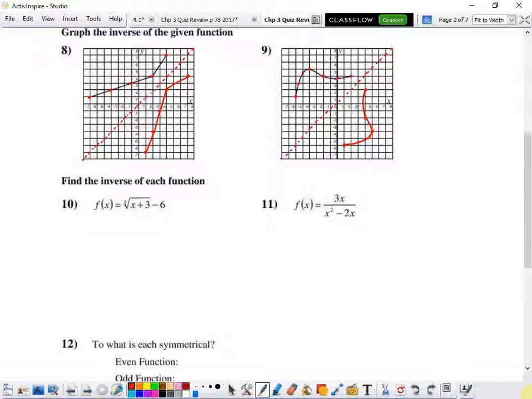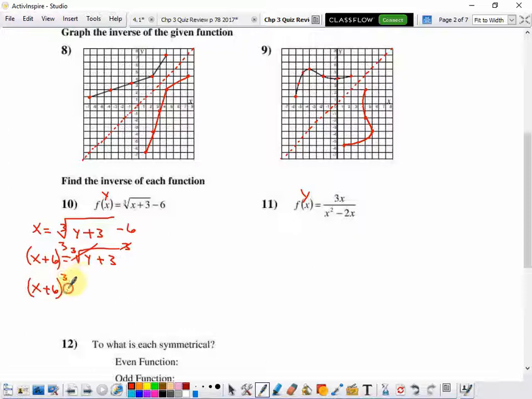Now we're going to find an inverse of a function algebraically. F of x equals, same thing as y equals. So I'll switch my x and y. So x equals the cube root of y plus 3 minus 6. Now I need to solve for y. So I'll add 6 to both sides. To get rid of that cube root, I'm going to cube both sides. So I have x plus 6 cubed equals y plus 3. Then I will subtract 3. X plus 6 cubed minus 3 equals y. So that's my inverse. In function notation, that would be f inverse of x equals x plus 6 quantity cubed minus 3.